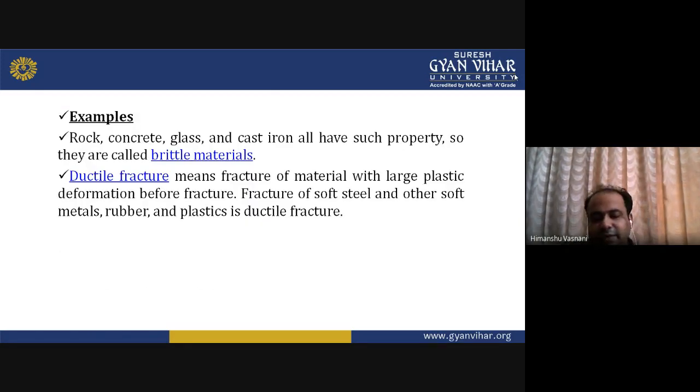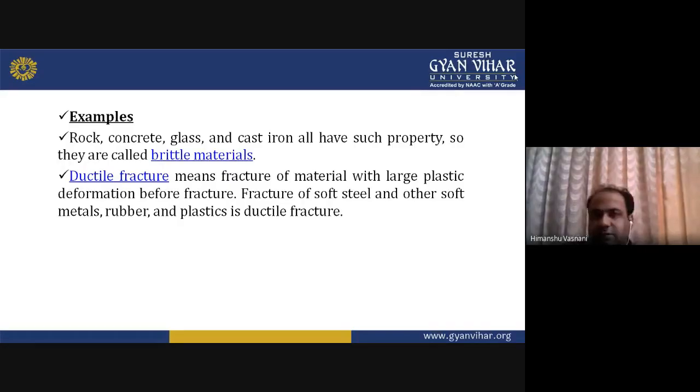Okay, so the common examples are that rock, concrete, glass, cast iron have the property of brittle materials. Sorry, brittle materials. So they may break down with very nil plastic elongations. And ductile fracture means fracture of a material with large plastic deformations.